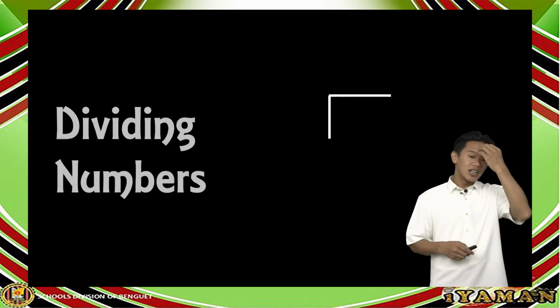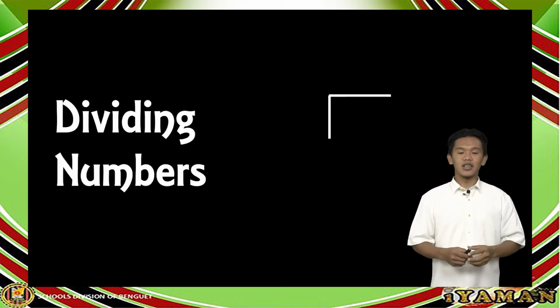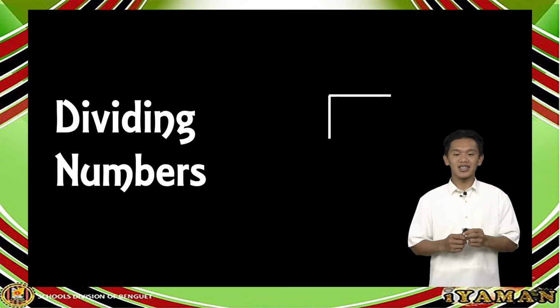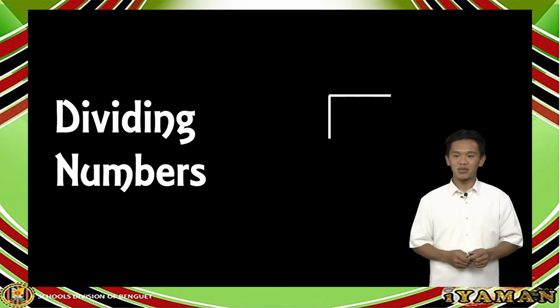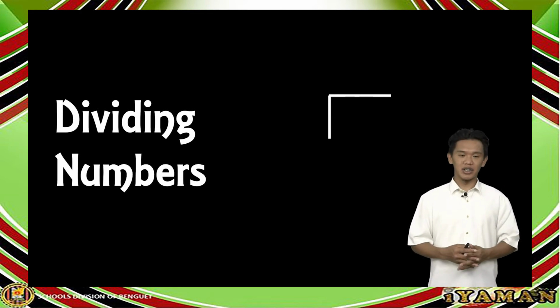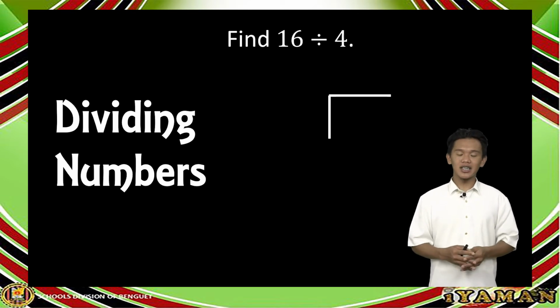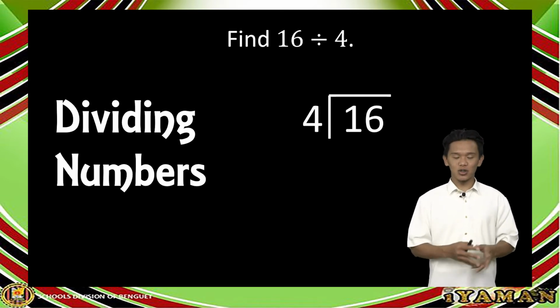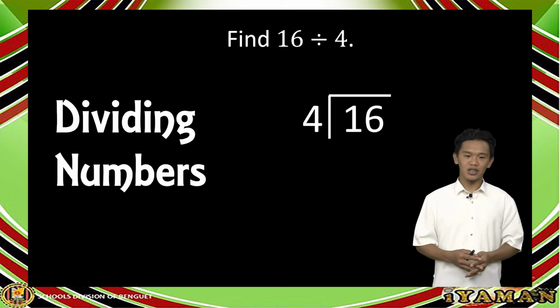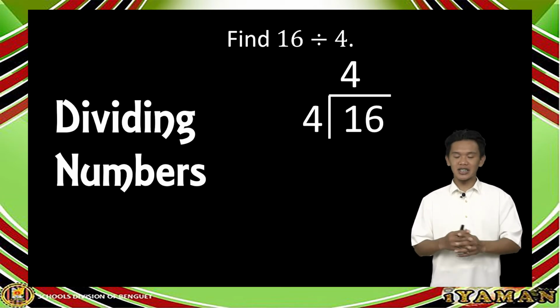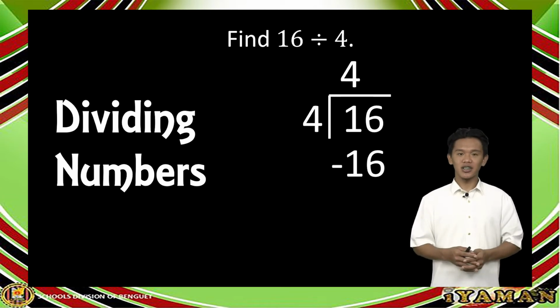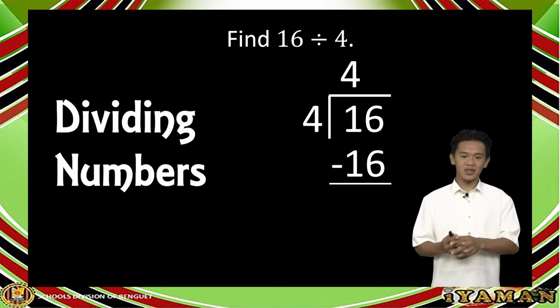Now, let's try to divide numbers. In dividing numbers, we have two situations: having a quotient as an integer, and quotients that are not integers, or decimals. Let's have an example in dividing numbers. Number 1, find 16 divided by 4. Doing the long process of dividing, we know that there are 4 4s in 16. So therefore, 16 divided by 4 is 4.